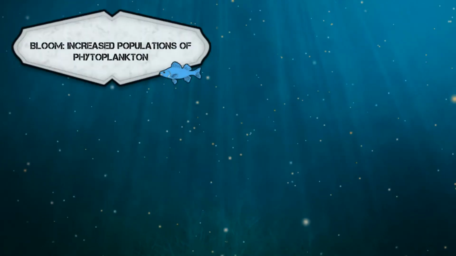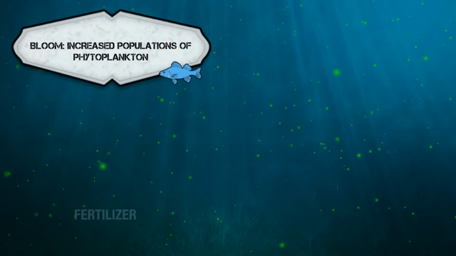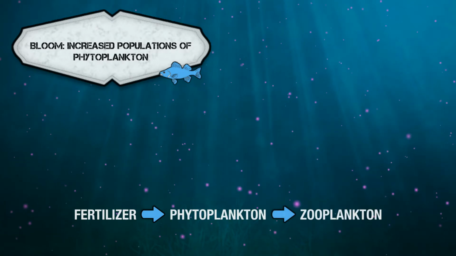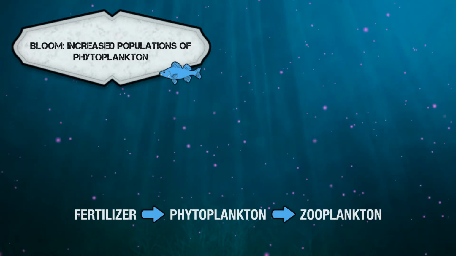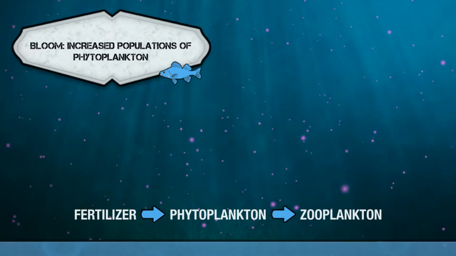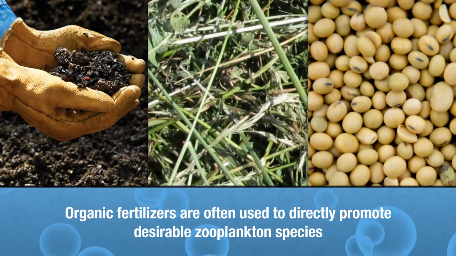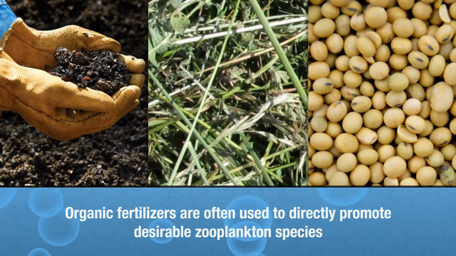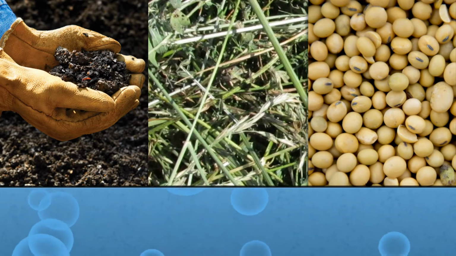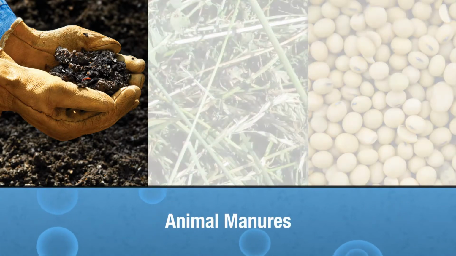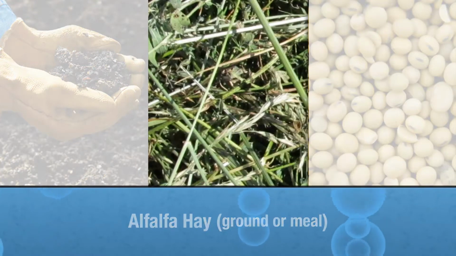These increased populations of phytoplankton, often called a bloom, will then increase the number of zooplankton in the pond, which eat the phytoplankton. Organic fertilizers are often used to directly promote desirable zooplankton species. Organic fertilizers may be animal manures, ground or meal alfalfa hay, or soybean meal.